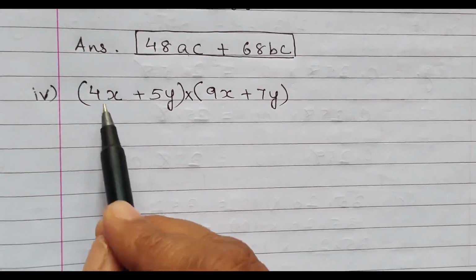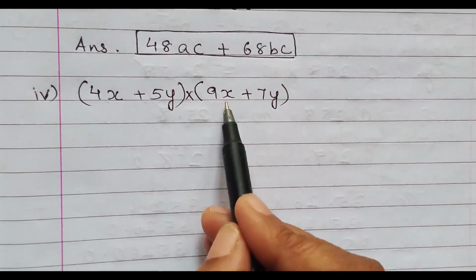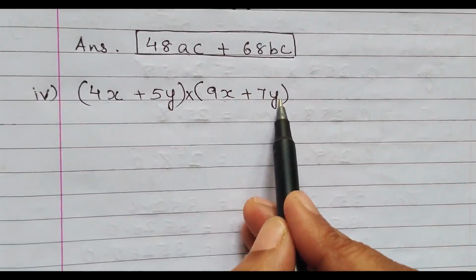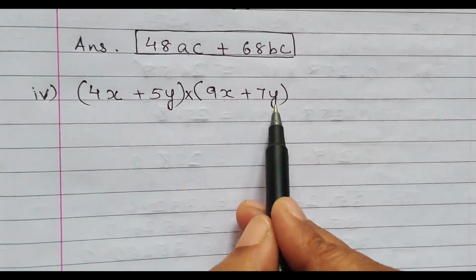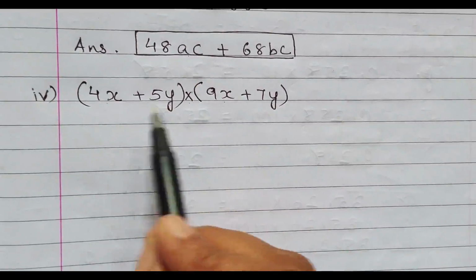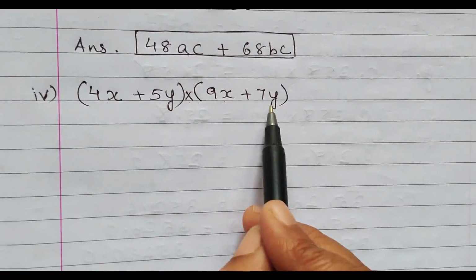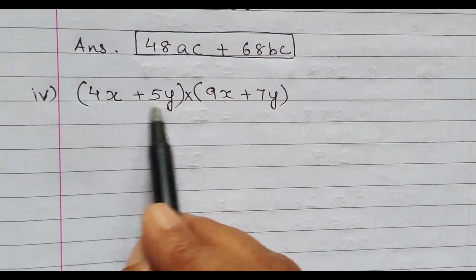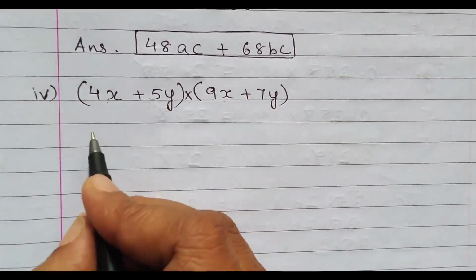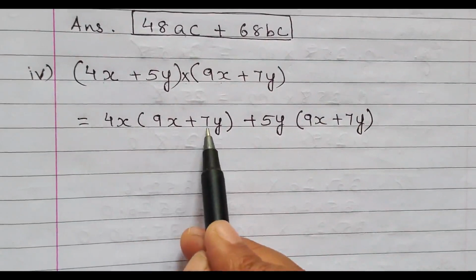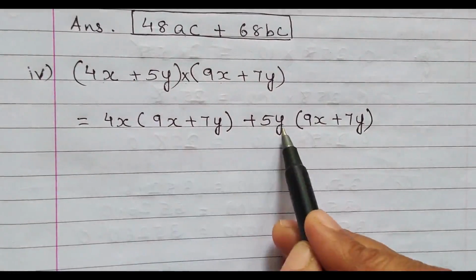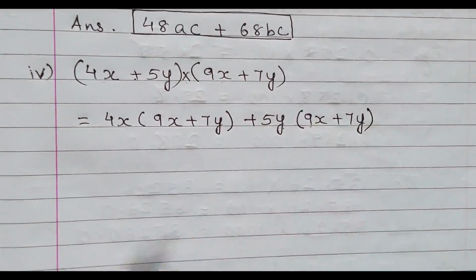The question is 4x plus 5y multiplied by 9x plus 7y. This is a binomial multiplied by another binomial. So we have to multiply each term of the second binomial using each term of the first binomial. So let's write that. So we have 4x multiplied by 9x plus 7y plus 5y multiplied by 9x plus 7y.